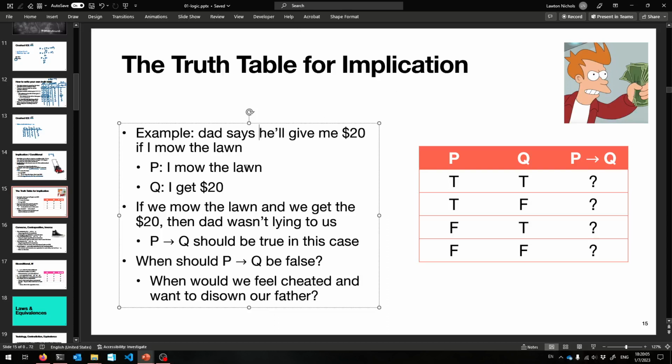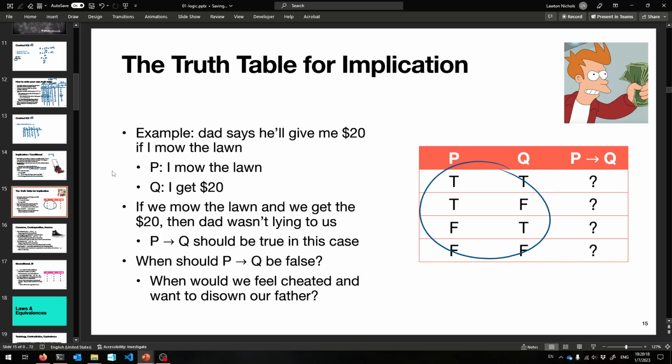All right. So again, P arrow Q, P implies Q. P is I mow the lawn. Q is I get $20. Here is how you come up with the truth table for P implies Q. All right, you have these options. Is P implies Q true or not? And remember that P arrow Q, P implies Q is: if P, then Q. Hypothesis, conclusion.